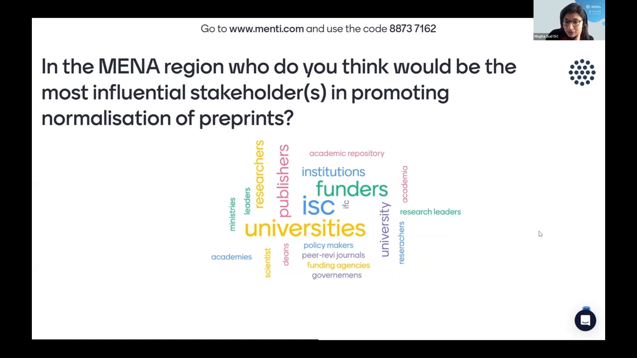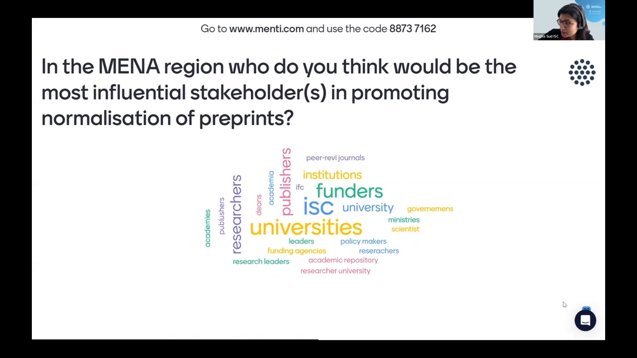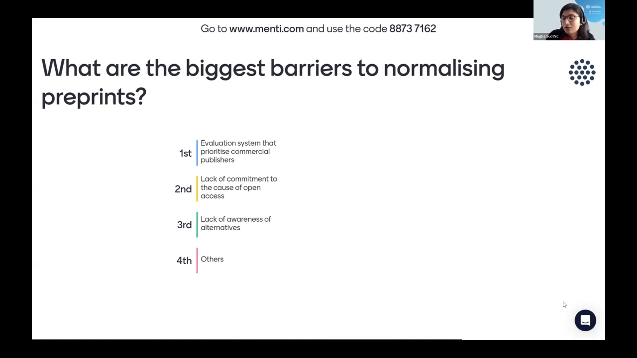Moving on to the next question, you can continue to answer this once I've moved on. What are the biggest barriers to normalizing preprints in your opinion? So here you have to rank the options being evaluation systems that prioritize commercial publishers, lack of commitment to the cause of open access, lack of awareness of the alternatives, or others. And again, if you choose others as one of your top choices, we'd really appreciate if you could drop in the comments what those are.